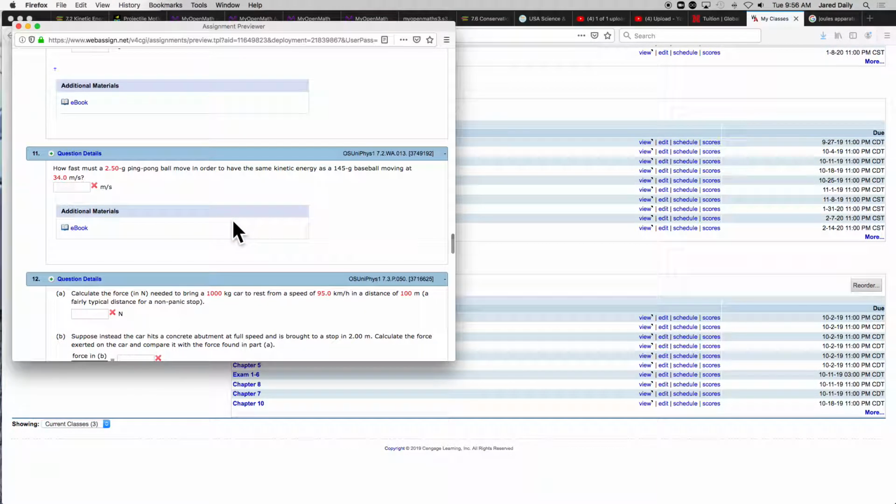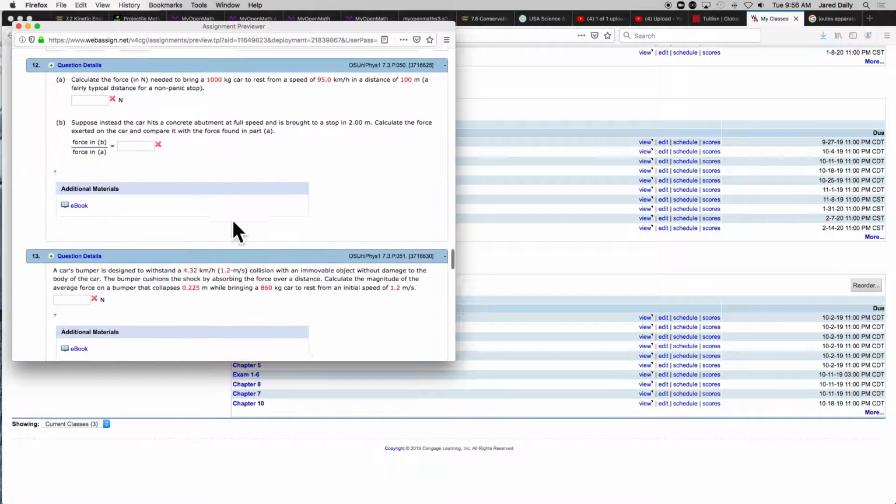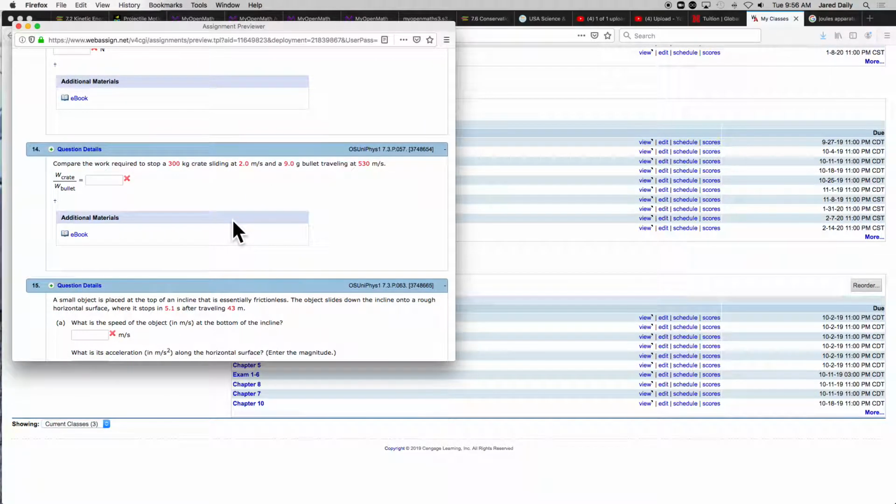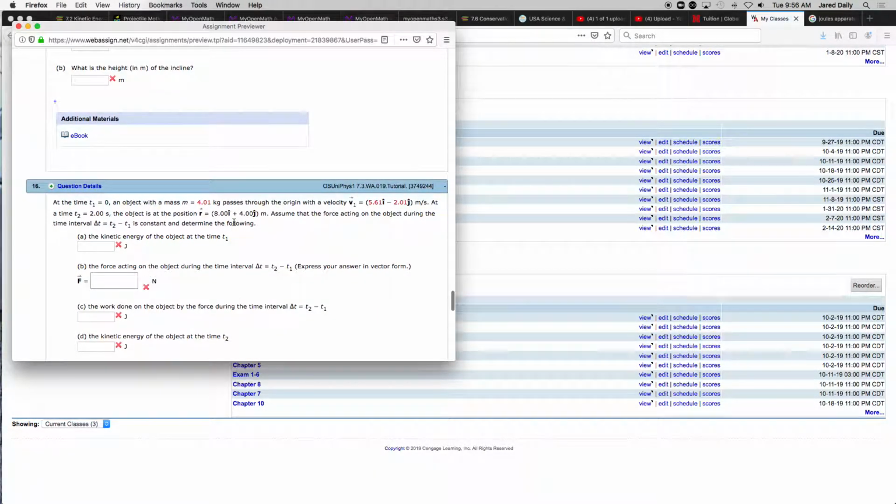So we'll do the energy theorem tomorrow, and then we'll do some more homework. Help you out with some more homework tomorrow. Sound like a plan?